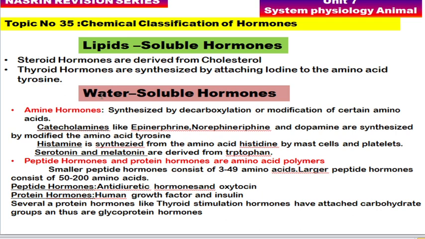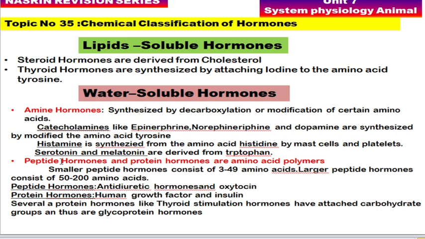Next, water soluble hormones are classified into amine hormones and peptide hormones or protein hormones. Amine hormones are synthesized either by decarboxylation or modification of certain amino acids. Catecholamines like epinephrine and norepinephrine, as well as dopamine, are synthesized by modifying the amino acid tyrosine. Histamine is produced from the amino acid histidine by mast cells and platelets, and serotonin and melatonin are produced from tryptophan.